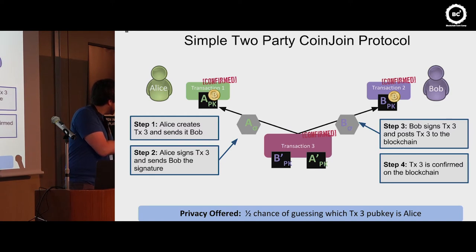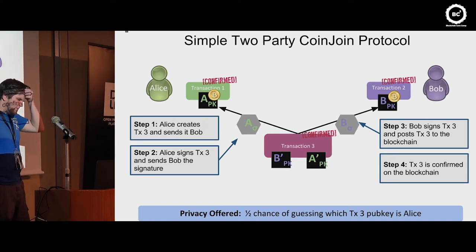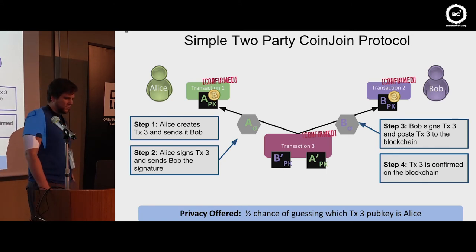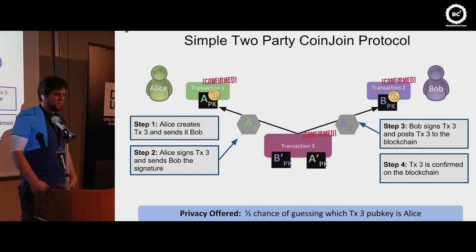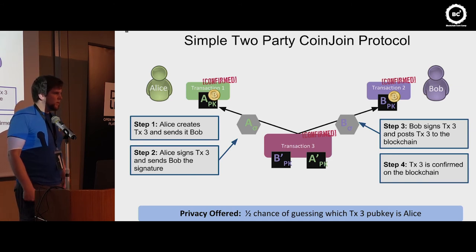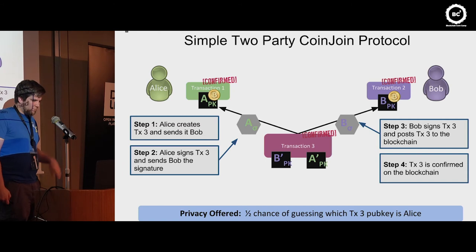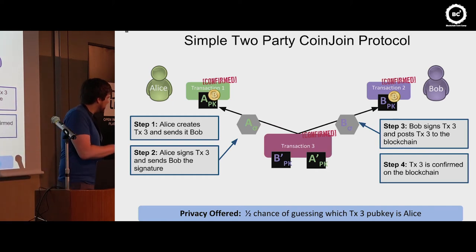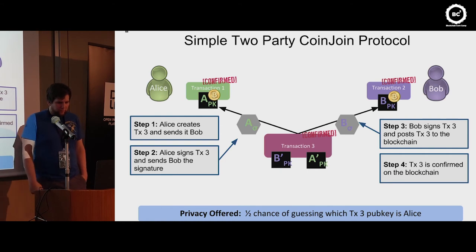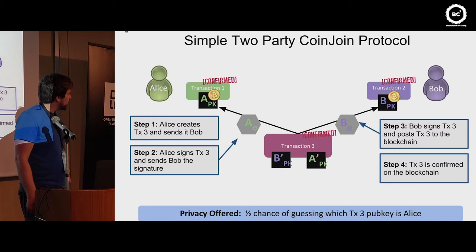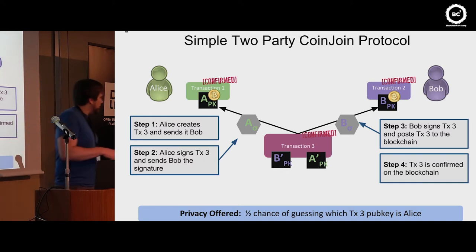spend their outputs and create new outputs such that you can no longer tell which output is Bob's output and which output is Alice's output. This only works if Alice and Bob choose new public keys for their outputs, which we denote by Bob prime and Alice prime's public keys.